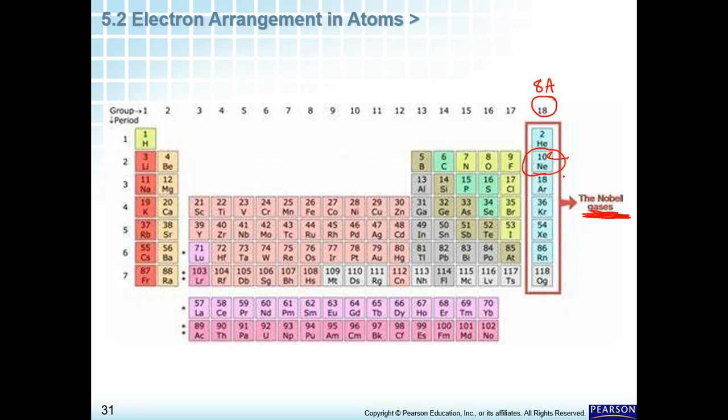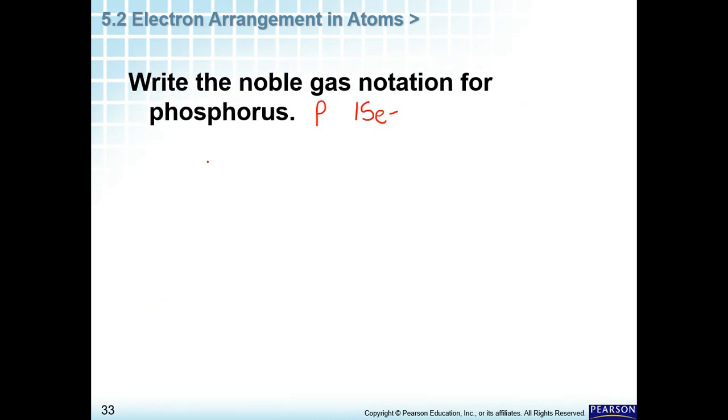If you look over here, the closest is 18 or 10. Well, 18 goes over 15, so it cannot be argon, and notice the closest one without going over is neon. So we're going to place neon in brackets. Now neon represents 10 electrons, but I need to get to 15, so we have to keep going.